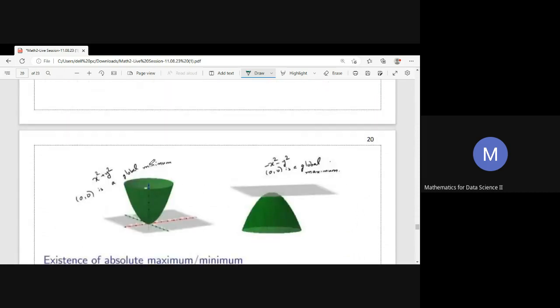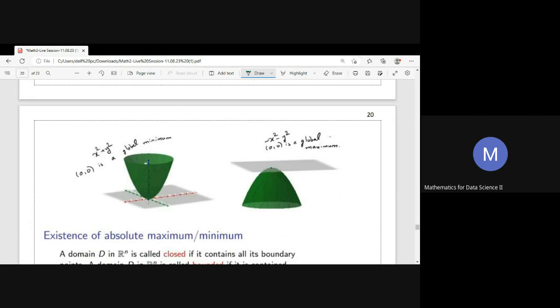For example, you consider this function x squared plus y squared. You see, obviously, this is a point of global minimum. Also it is a local minimum in this case. And here, for this function, you have a local maximum. Sorry, global maximum. Here, this function will keep on going. Does this have a global maximum, this function here? No, it's open at the top. And does this have a global minimum? No. So the global maximum or minimum may or may not exist.